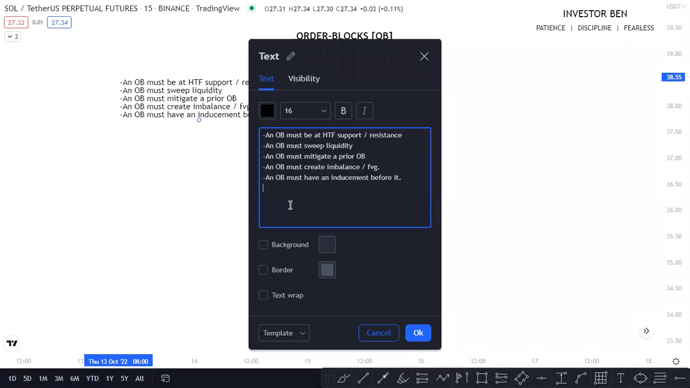So an order block must break structure impulsively. I don't know why I had to forget this. An order block must break structure. An OB must break structure impulsively, right?